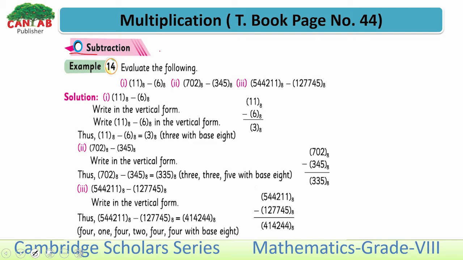The procedure of subtraction is illustrated in the following example number 14. Read the statement carefully and try to understand the method of subtraction. Evaluate the following. Part 1. 1 with base 8 minus 6 with base 8. So first of all, you have to write these numbers in vertical form. So look at the first column. In first column, 1 is given on the number 6. So 6 is greater than 1 or 1 is less than 6.